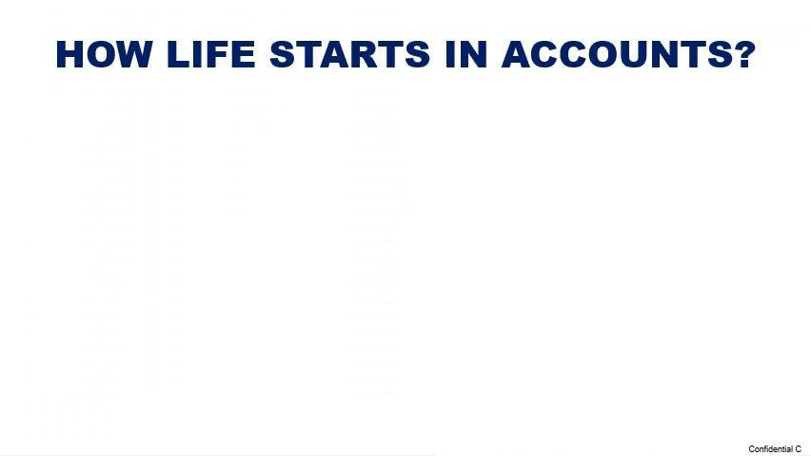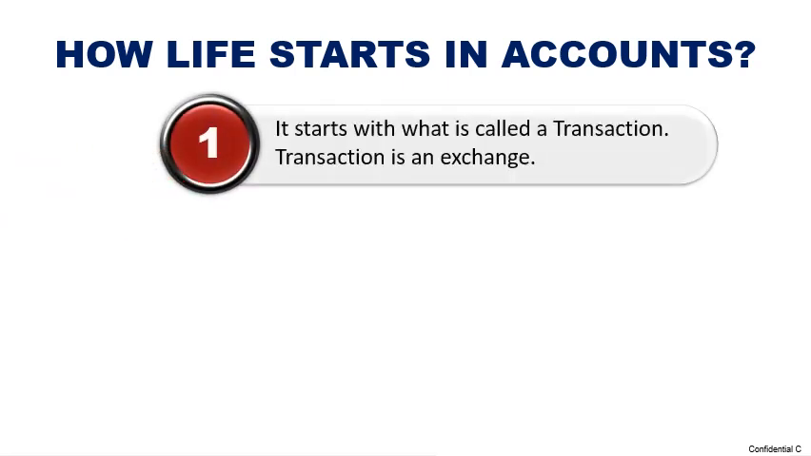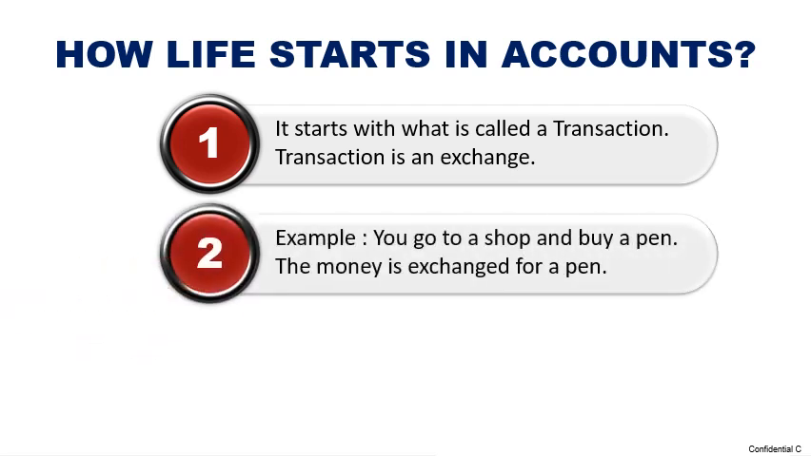Let's see how we can start in accounts. The first step is that it starts with the transaction. Transaction means exchange. For example, I buy goods, I will pay cash. Somebody lends money to us. This is called an exchange. This is called a transaction. For example, you go to a shop and buy a pen. The money is exchanged for the pen. This is called a transaction.